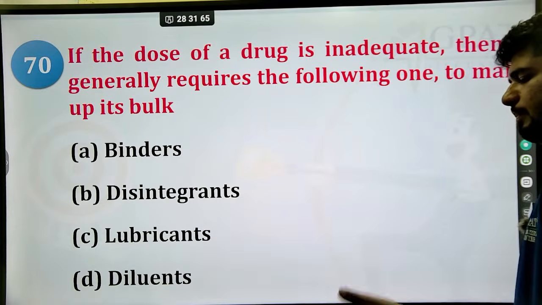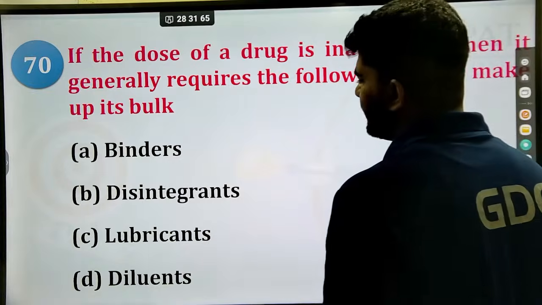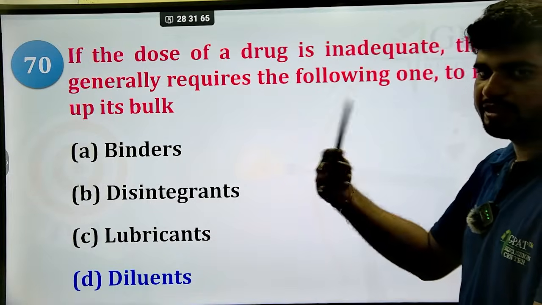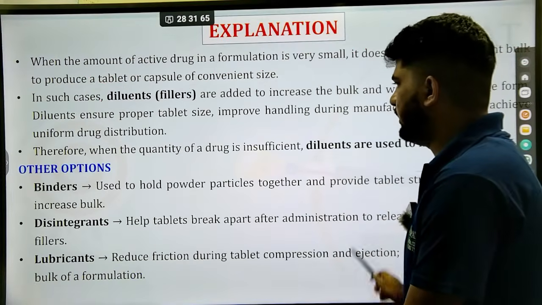Okay, to make up its bulk, is it your binder, disintegrant, lubricant, or diluent? That is definitely your diluent only, which is going to increase the bulk of that tablet, right?